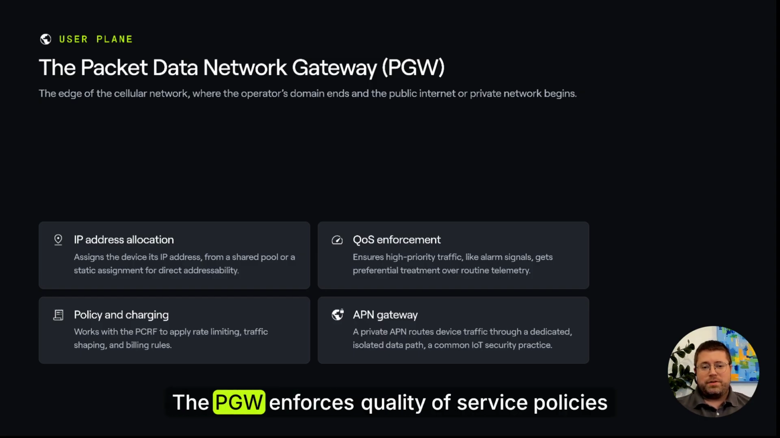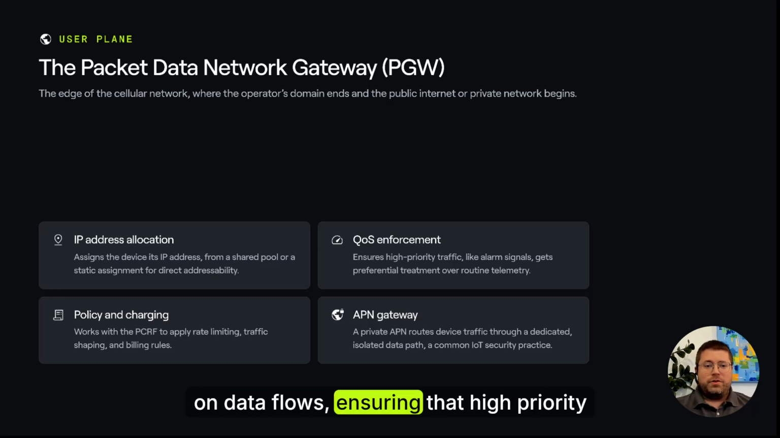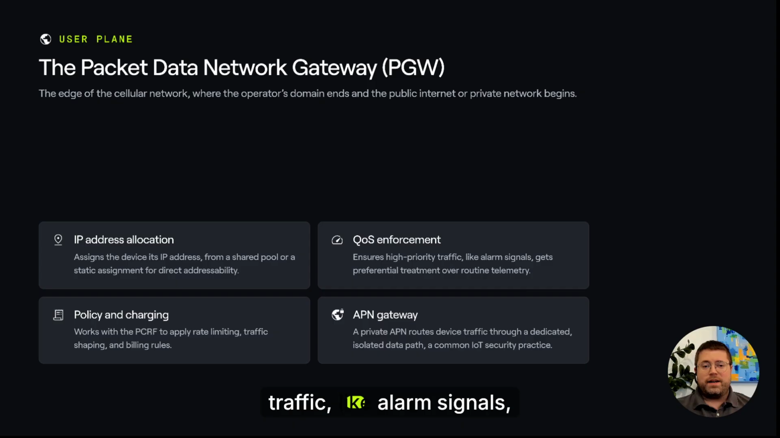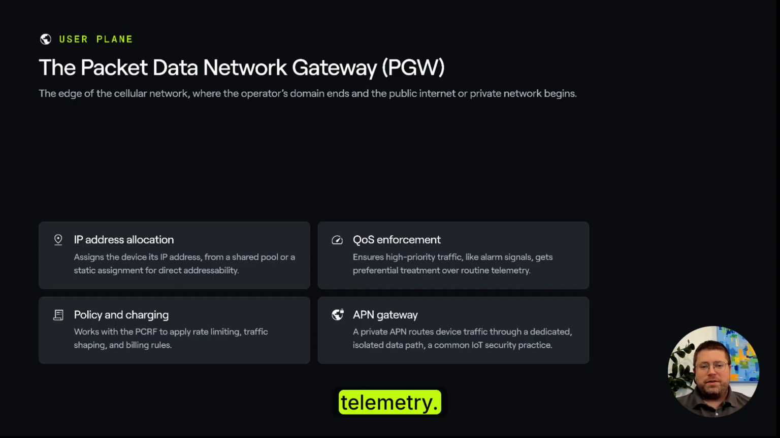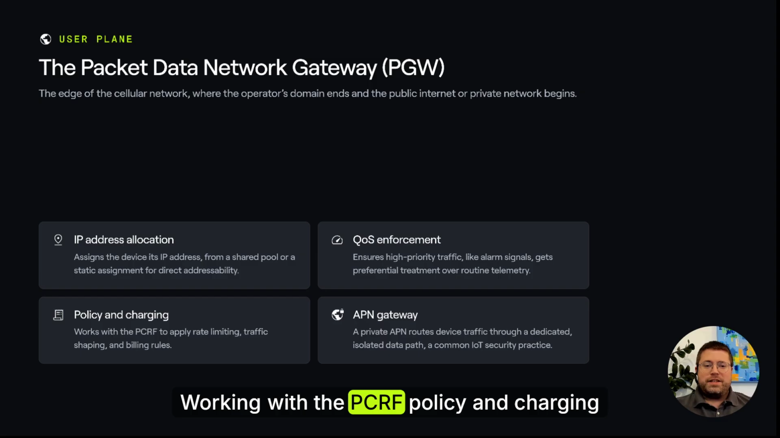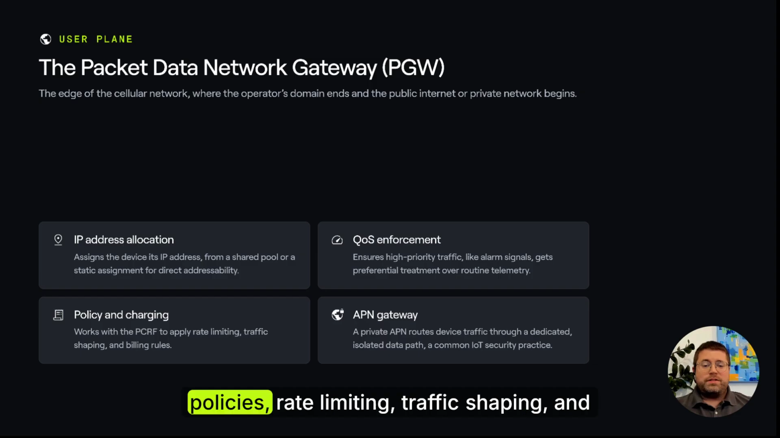The PGW enforces quality of service, or QoS, policies on data flows, ensuring that high-priority traffic, like alarm signals, gets preferential treatment over routine telemetry. Working with the PCRF, Policy and Charging Rules Function, the PGW applies data usage policies, rate limiting, traffic shaping, and billing rules.